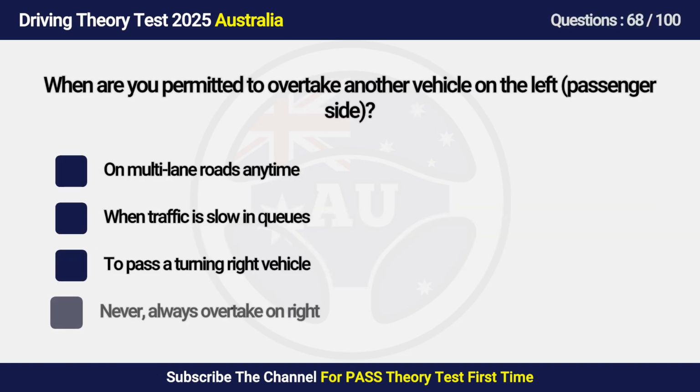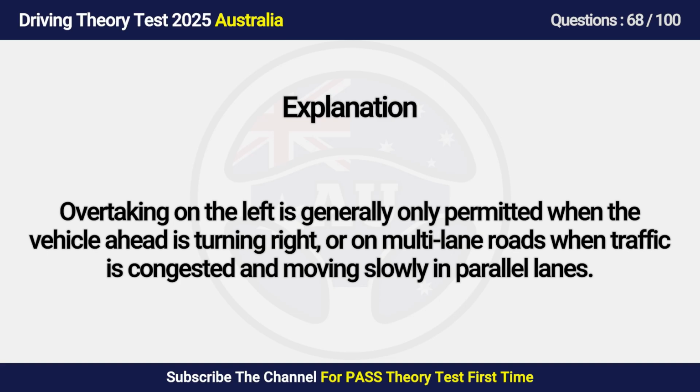Question 68. When are you permitted to overtake another vehicle on the left passenger side? A. On multi-lane roads anytime. B. When traffic is slow in queues. C. To pass a turning right vehicle. D. Never, always overtake on right. Answer is B. When traffic is slow in queues. Overtaking on the left is generally only permitted when the vehicle ahead is turning right, or on multi-lane roads when traffic is congested and moving slowly in parallel lanes.